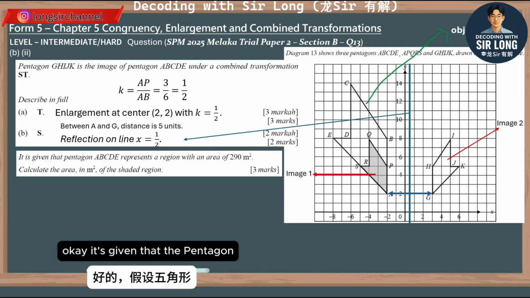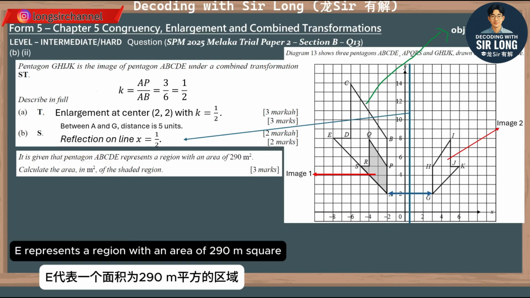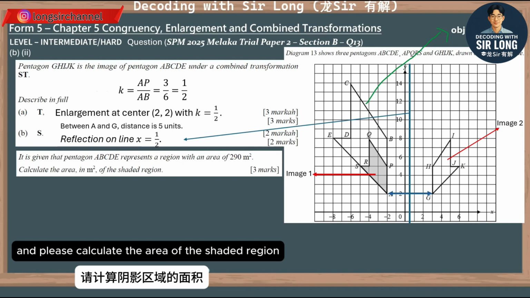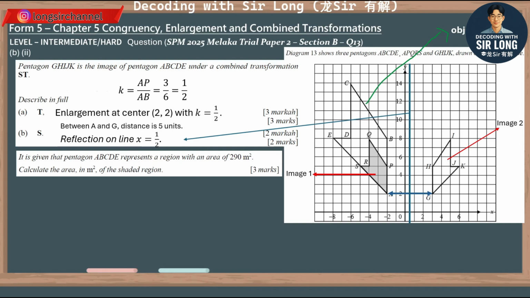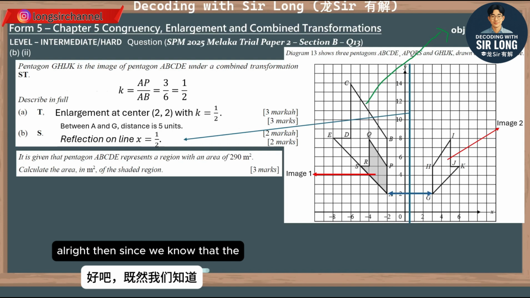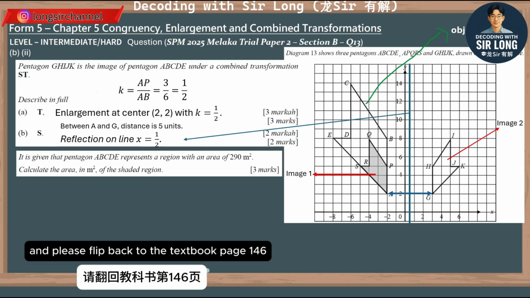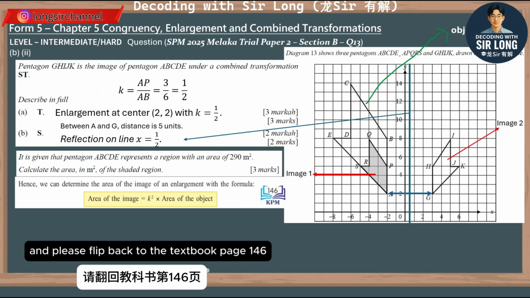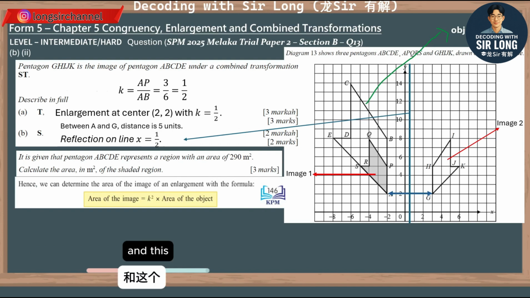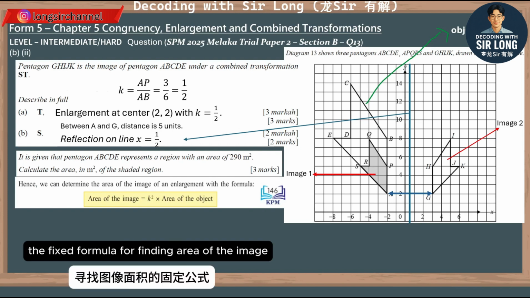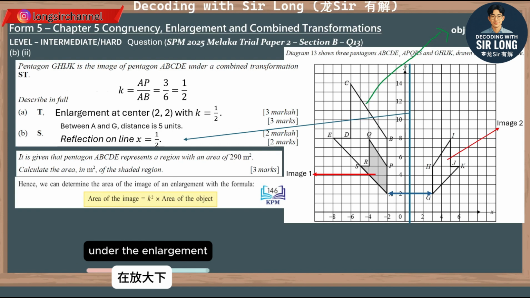Okay, it's given that the pentagon ABCDE represents a region with an area of 290 meters squared, and please calculate the area of the shaded region. Alright, since we know that the area of the object is 290 meters squared, please flip back to the textbook page 146. And this is the fixed formula for finding the area of the image under the enlargement.